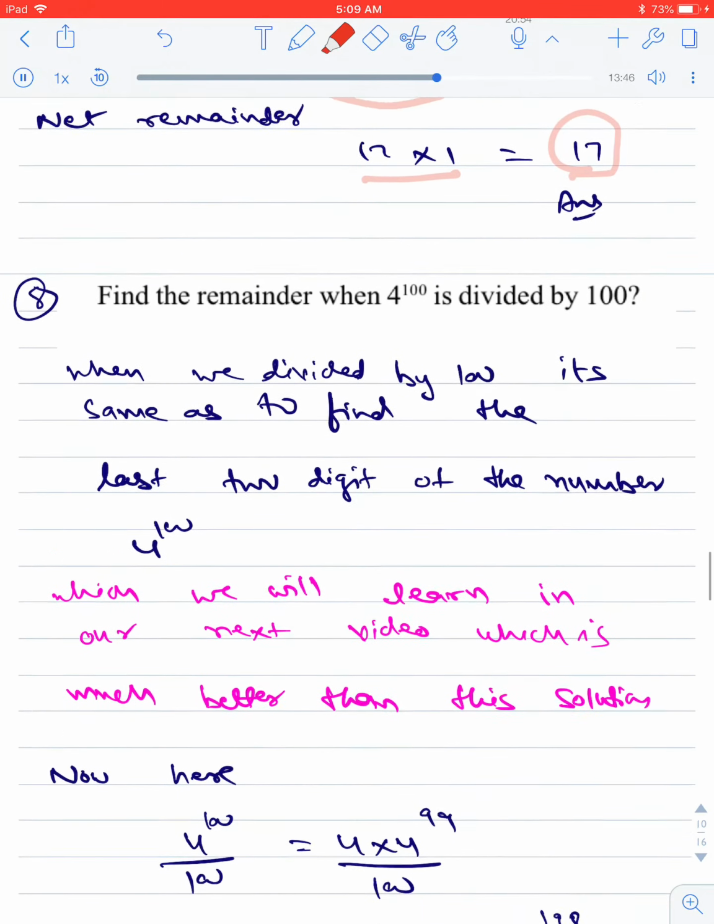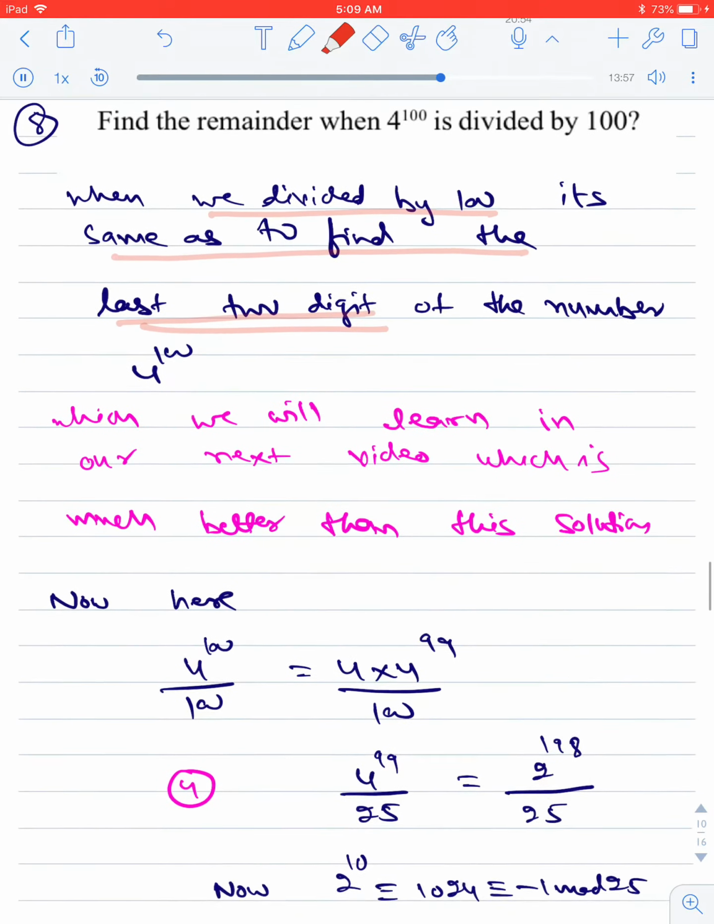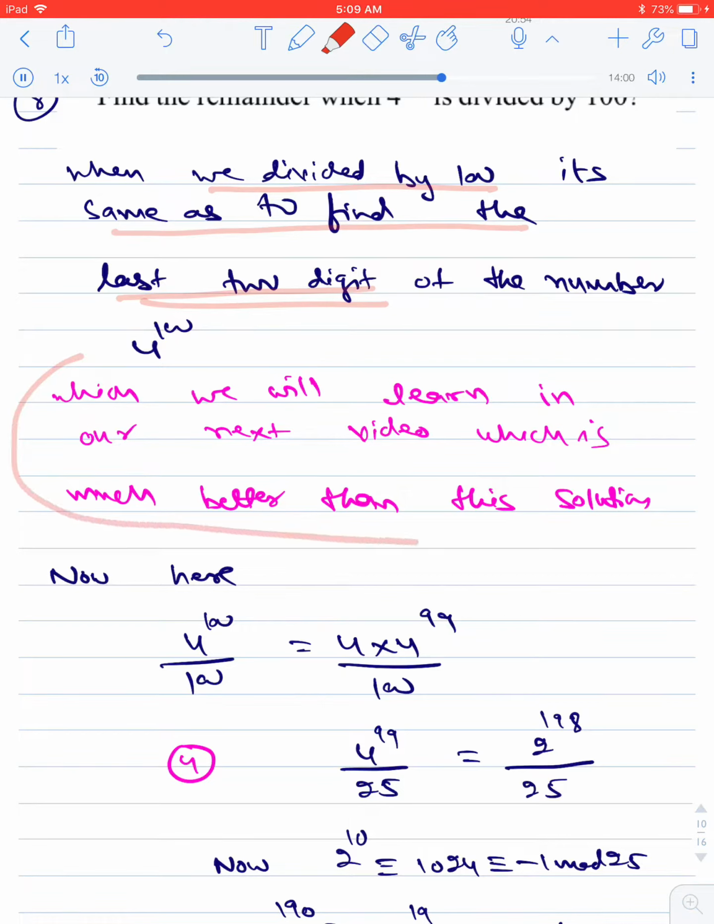Now find the remainder when 4 raised to 100 is divided by 100. When we divide by 100, it is the same as finding the last 2 digits of the number, that is 4 raised to 100. We will learn in our next video how to find the last 2 digits of a number. I am sure that finding the last 2 digits of this number is much easier by doing this question.